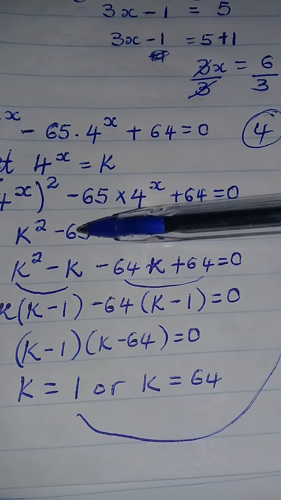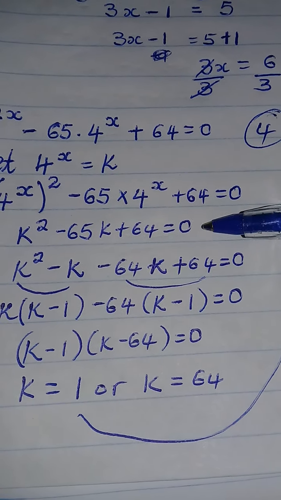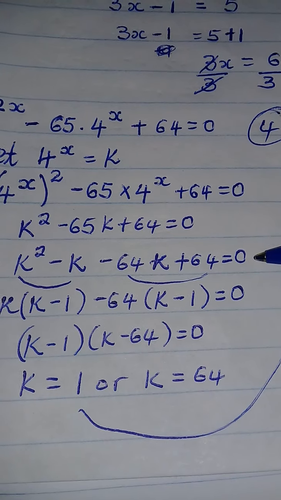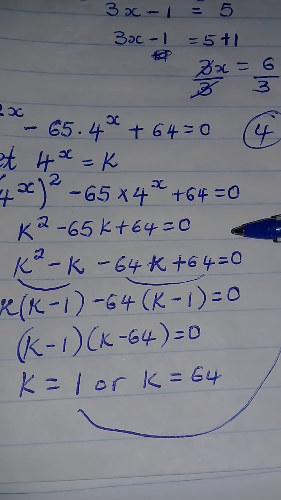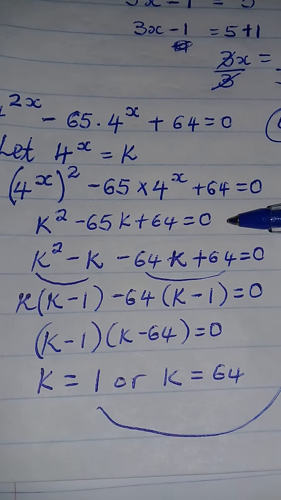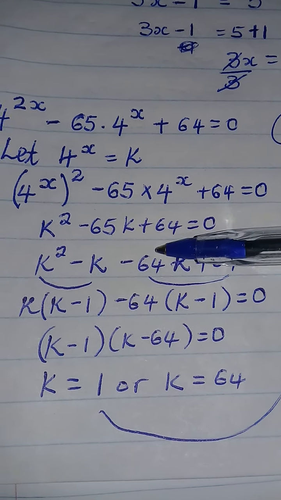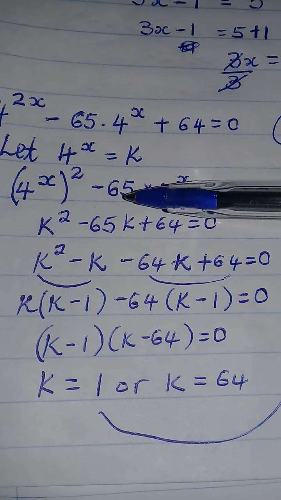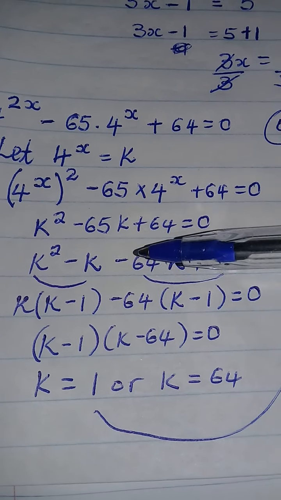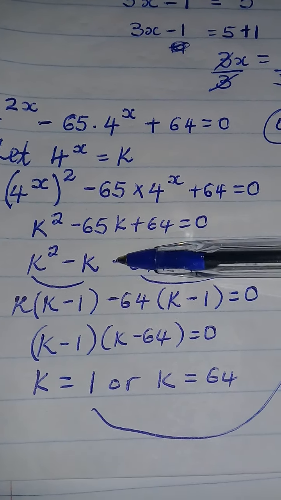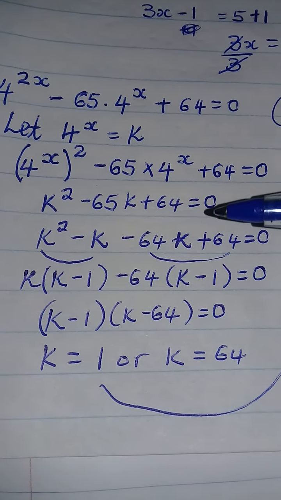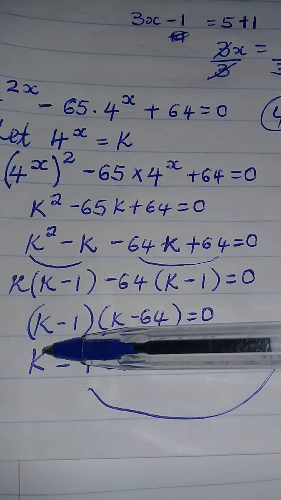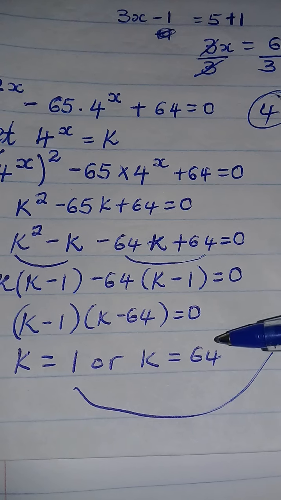The equation looks to be very complicated, but it's very easy. Just use any method that you're comfortable with. I trust factorization very much, or using completing the squares. So I factorized by looking for the factors of positive 64, whereas when I multiply I get positive 64, and when I add I get the middle term. So I got negative 1 and negative 64. So those are the factors that I got. And then you factorize by grouping. I have k is equal to 1 or k is equal to 64.